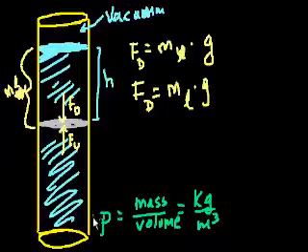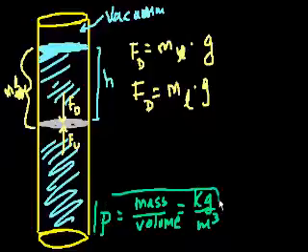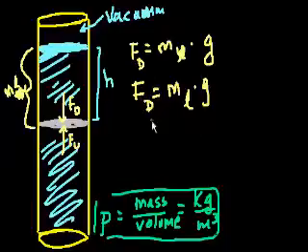Well, anyway, making sure that we now know what density is, let's go back to what we were doing before. So we said that the downward force is equal to the mass of the liquid times the gravitational force, right? And so what is the mass of the liquid? Well, we could use this formula right here.